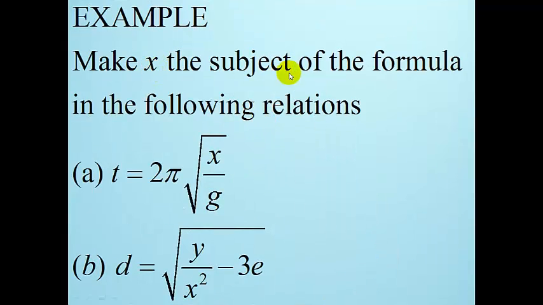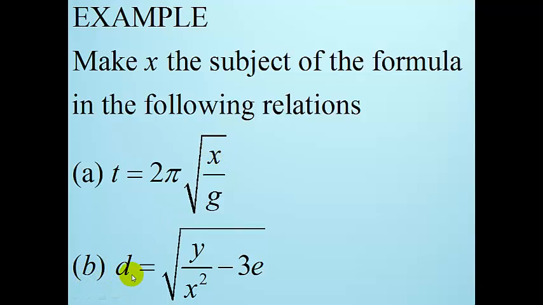Now make x the subject of the formula in the following relations. A, T equals 2 pi root x over g. So we can see that the x that we are making the subject is under the root. That means we have to square both sides to eliminate the root.